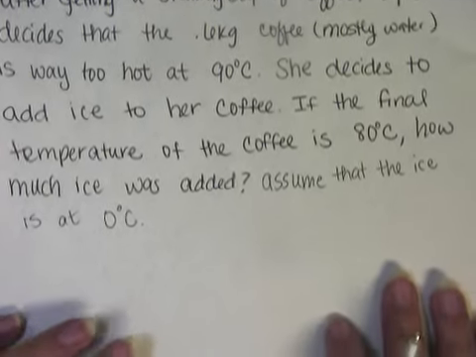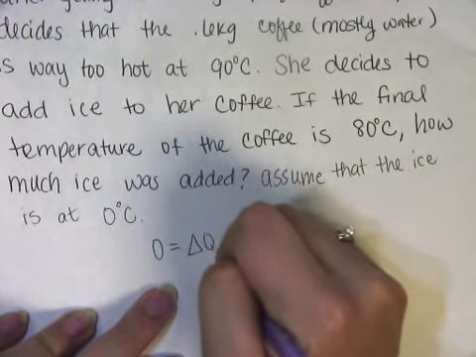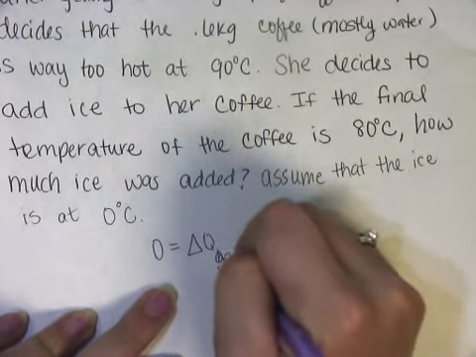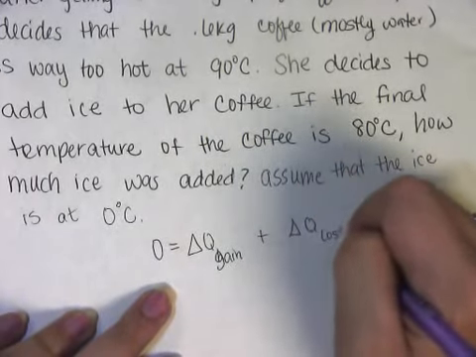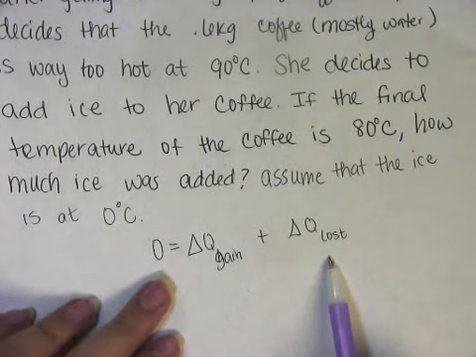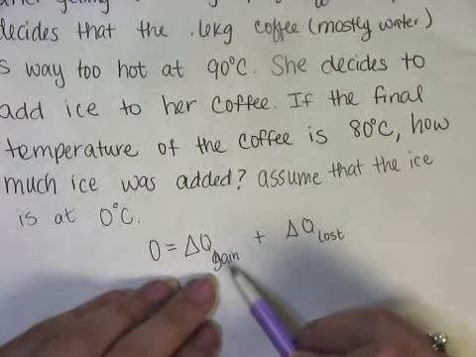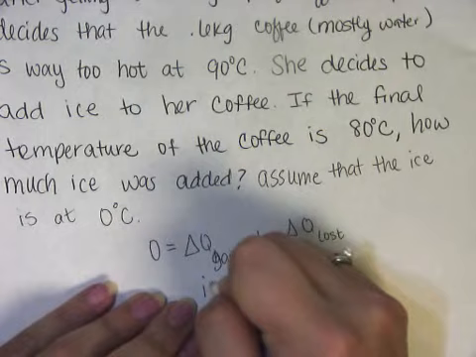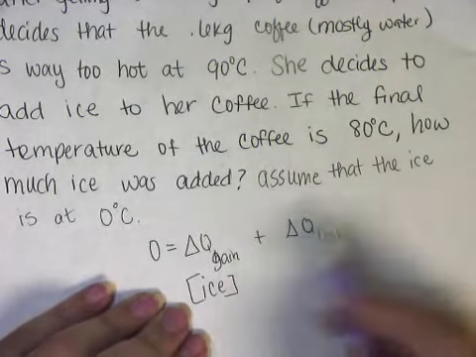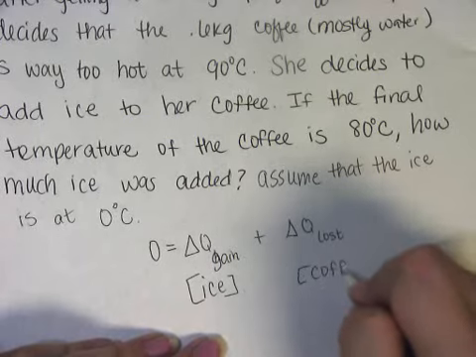So once again, what you're going to do is start by asking yourself who is gaining the heat and who is losing the heat, because heat lost plus heat gained is going to equal 0. So in this particular example, the piece that's going to gain the heat is going to be the ice, and the one that's going to lose the heat is going to be the coffee.